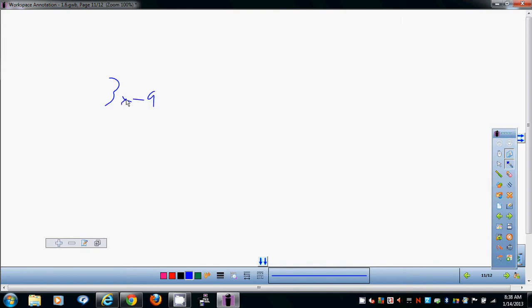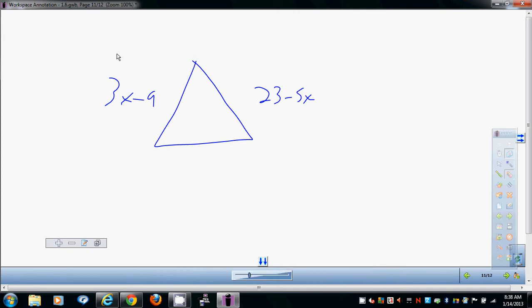Whoa, whoa, whoa, you read so fast. 3x minus 9 and what? Are what with each other? They are two of the sides of an equilateral triangle. Okay, which means I have a triangle here. Those are the sides, and what do I know about an equilateral triangle? You're going to have to use context clues.